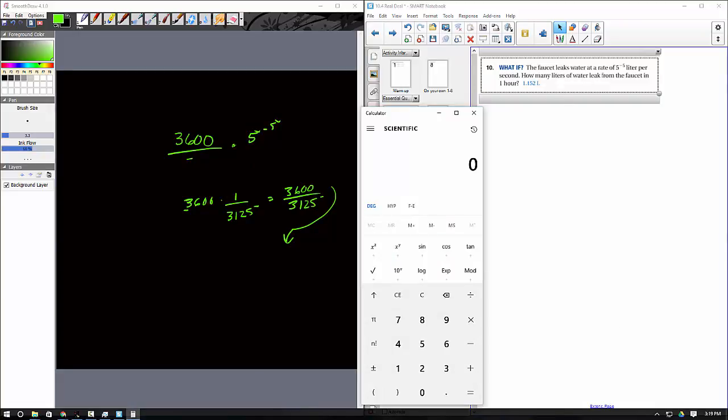So for this one, I'm going to do 3,600 times 5 to the negative 5th. When I rewrite that, I'm going to have 3,600 times 1 over 3,125. So then 3,600 divided by 3,125 equals 1.152 liters per hour. So that's pretty much the lesson.